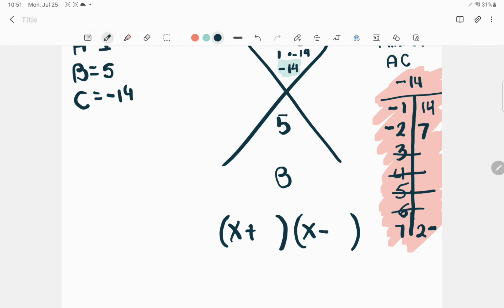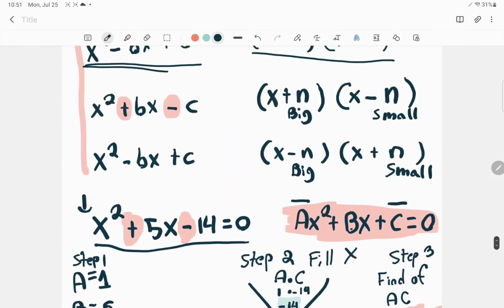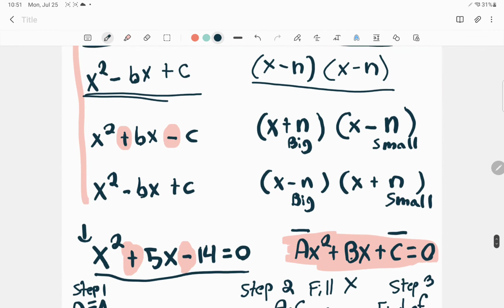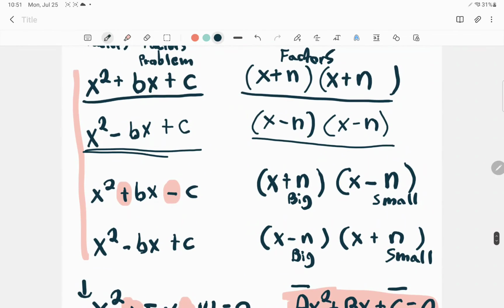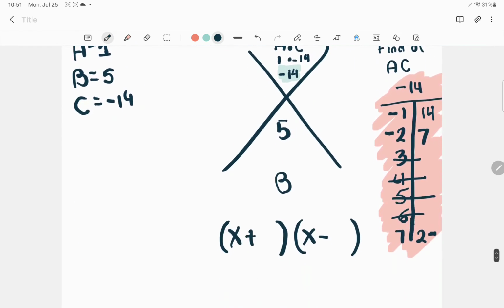Okay, my big number says it's going to be positive, right? Yes, that's why I had the plus, right? Right here, I keep going back and forth just so you guys can see it. It says big, small. You see the plus? That's positive, big, negative, small. Okay, perfect. So let's go back.